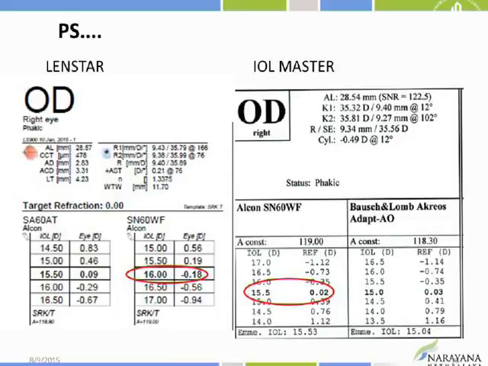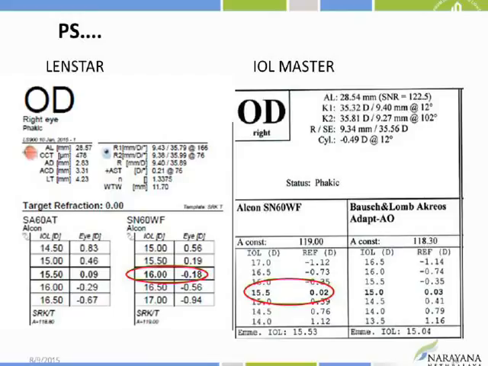Just as an afterthought, if we had simply gone with the SRK/T formula in the IOL Master and LENSTAR, we would have been implanting a 16 or a 15.5 diopter lens. So we would have been undercorrecting the patient by 3 diopters, and you would have needed 6 diopters of power for the actual reading. So you can just imagine how unhappy the patient would have been.